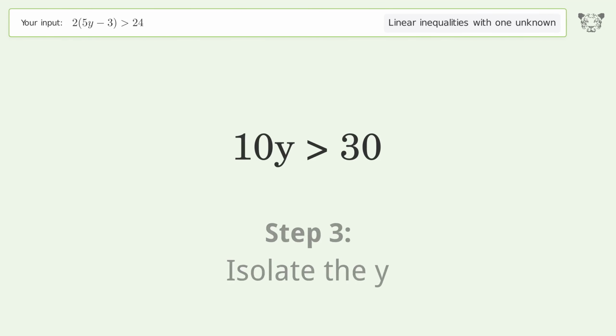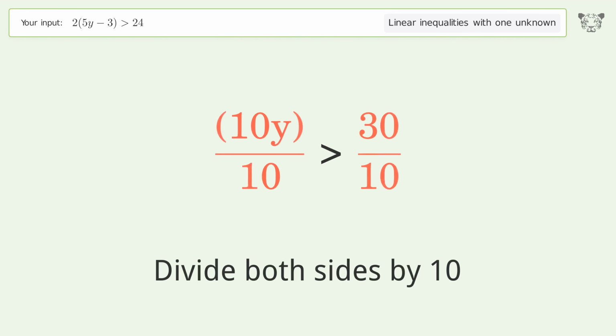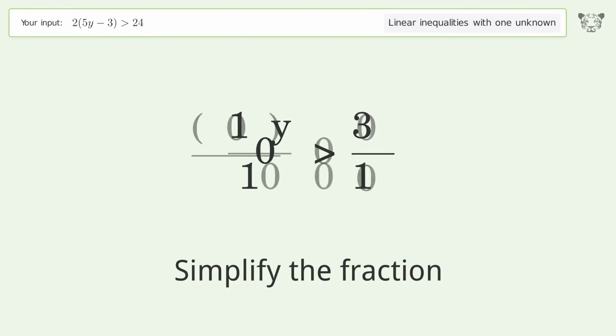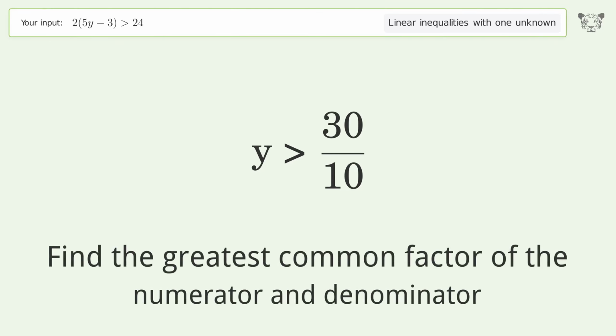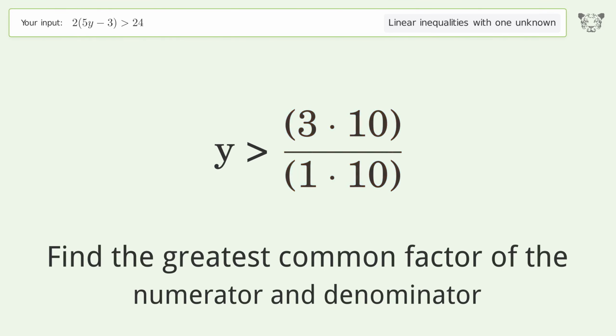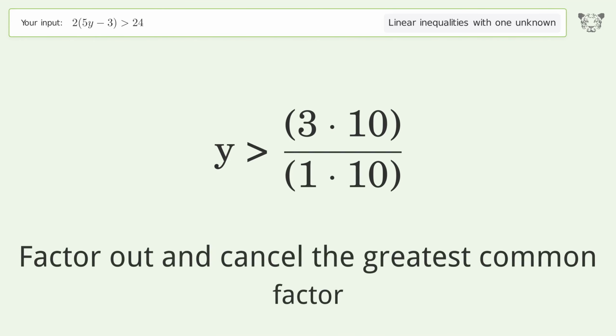Isolate the y. Divide both sides by 10. Simplify the fraction. Find the greatest common factor of the numerator and denominator. Factor out and cancel the greatest common factor.